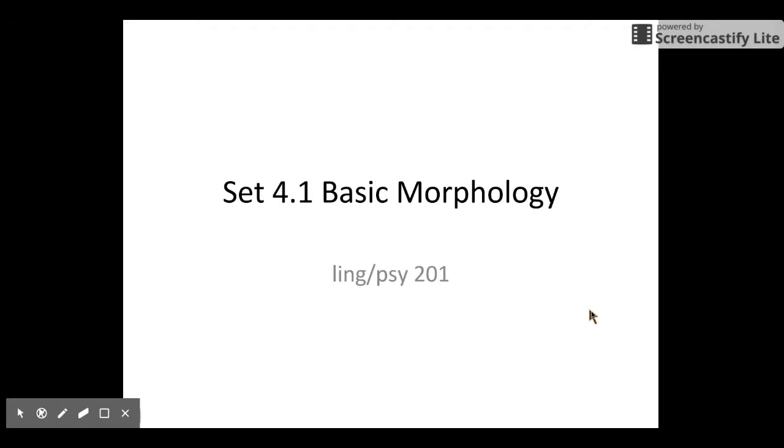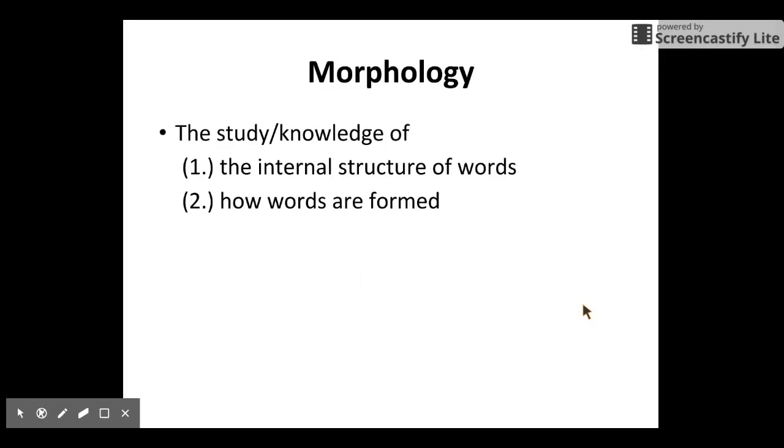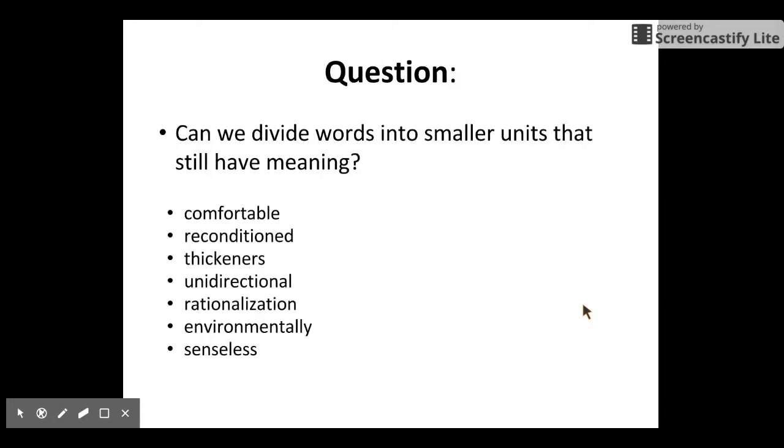Today we are going to begin a new module, Morphology, set 4.1. So recall what morphology is. Morphology is the knowledge or the study of the internal structure of words. In other words, it is the study of how words are formed. So if you are able to speak some language, say English, then you know the structure of some English words. Okay, let's look at some specific examples.